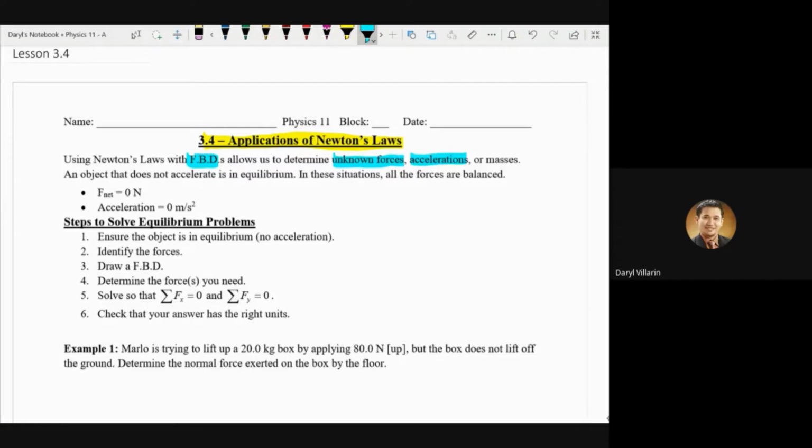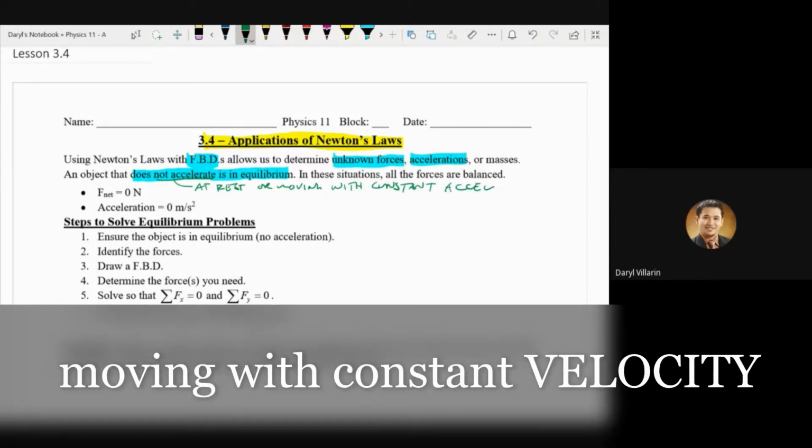So when we say not accelerating, actually there are either at rest or moving with constant acceleration. So just try to remember that if an object is not moving or not accelerating, it means that the object is either at rest or moving with constant acceleration.